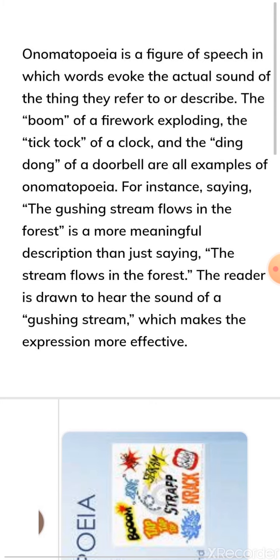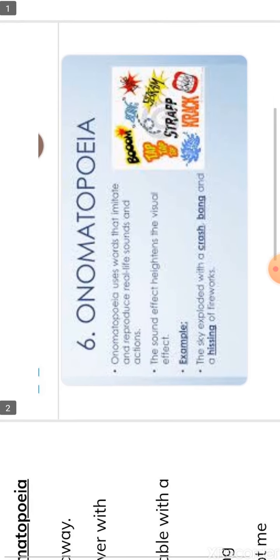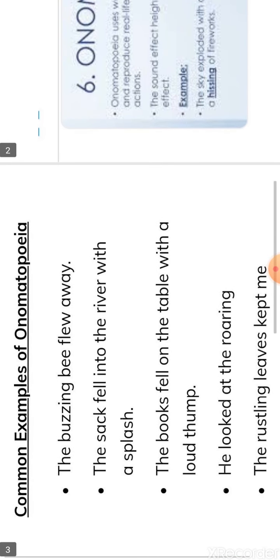Such sounds are used just to make the writing more effective, and the reader can easily identify what we are talking about. So by this we can easily identify. If you find such types of sentences indicating sounds, then you can easily identify that it is the onomatopoeia figure of speech. Now let's discuss a few examples of onomatopoeia.